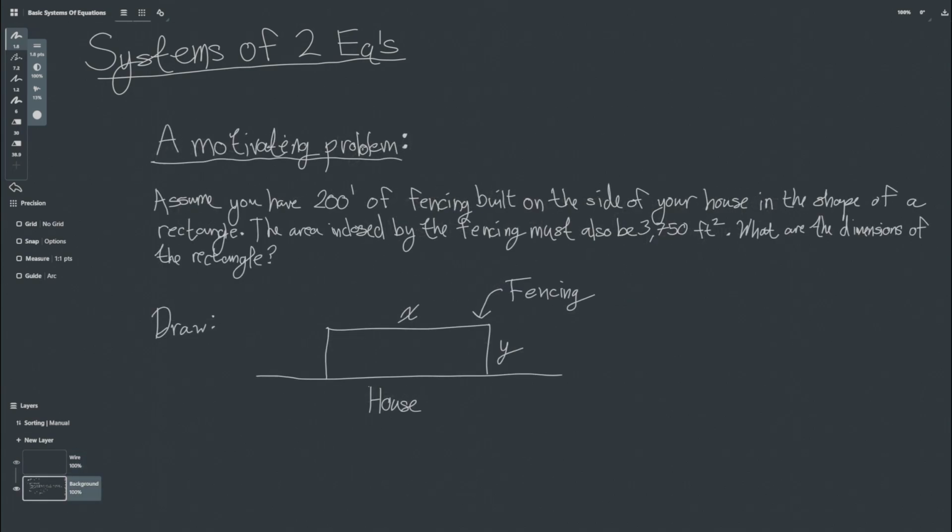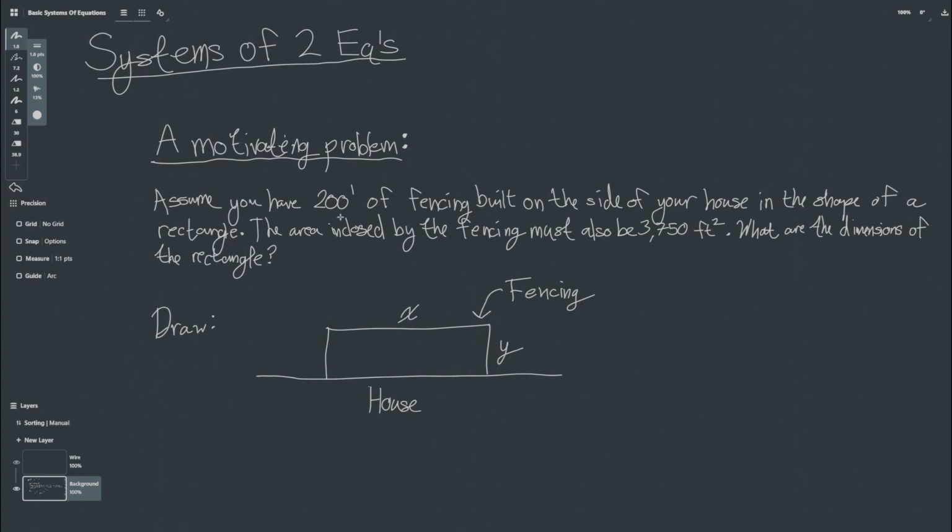Let's first look at a motivating problem to ask what a system of equations is and why they're useful. So assume you have 200 feet of fencing built on the side of your house, shown in this drawing, in the shape of a rectangle. Now the area enclosed by the fencing must also be 3,750 square feet. What are the dimensions of the rectangle?